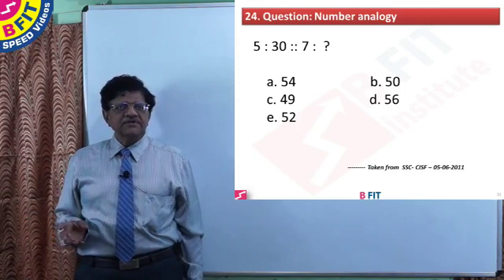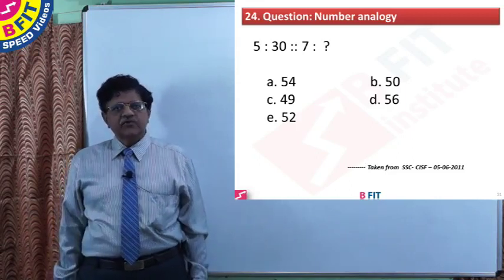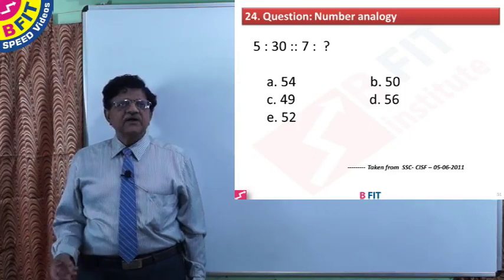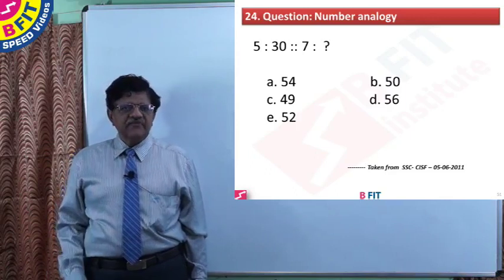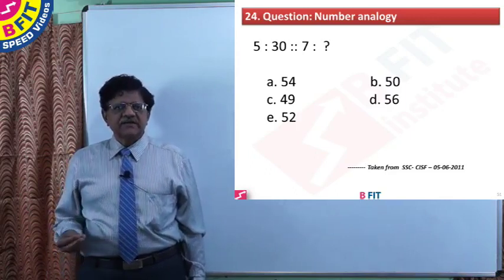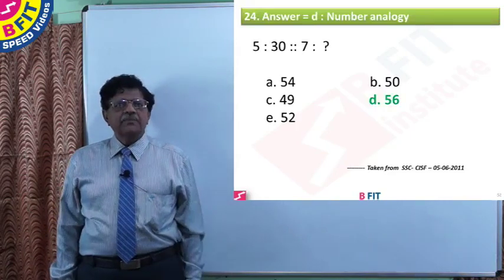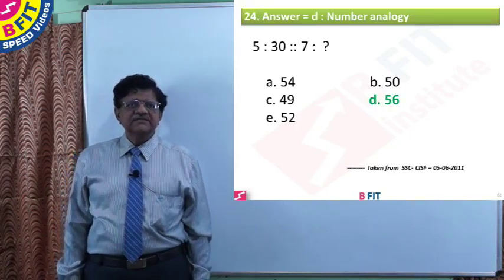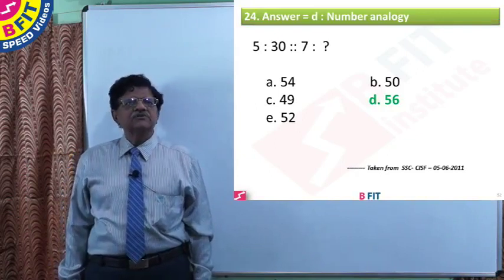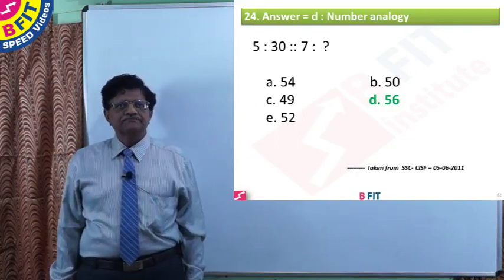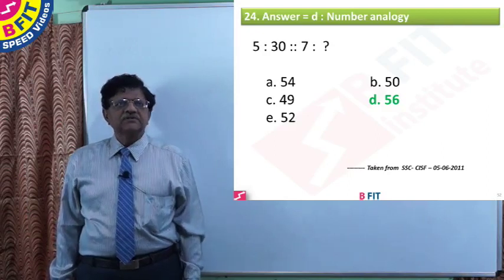Let us look at the options. Yes, option D, we have 56. Therefore, the connection is 5 square plus 5 is equal to 30. In the same way, 7 square plus 7 is equal to 56. So the answer is option D, 56. This is taken from SSC CISF 2011 exam. Now let us go to the next question.